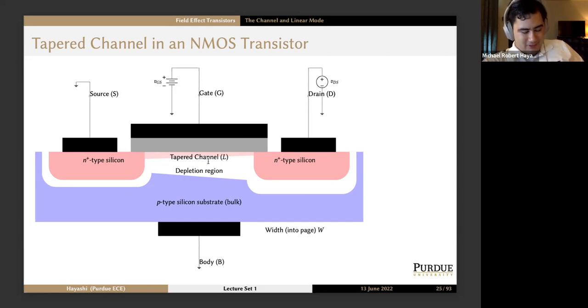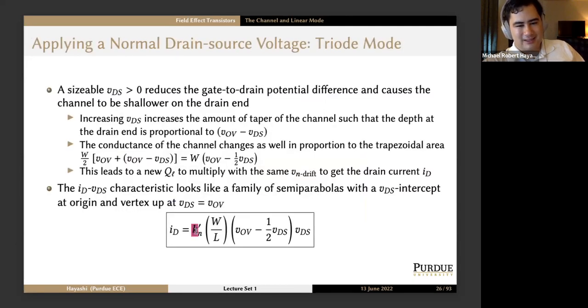Eventually, it's going to taper and taper until it looks like a trapezoid, and then we can do a little bit more math with charge and drift velocity in order to get a new ID-VDS characteristic where we have this tapered channel, and it's going to look like Kn prime times W over L, and then this quantity VOV minus a half VDS times VDS. So instead of looking linear, it looks like a family of parabolas with an intercept at the origin, curving upwards then concave down, up to VDS equal to VOV. That's what you get if you analyze this equation.